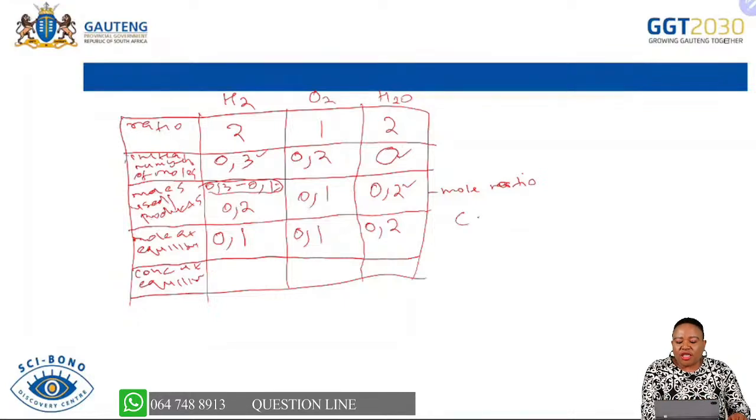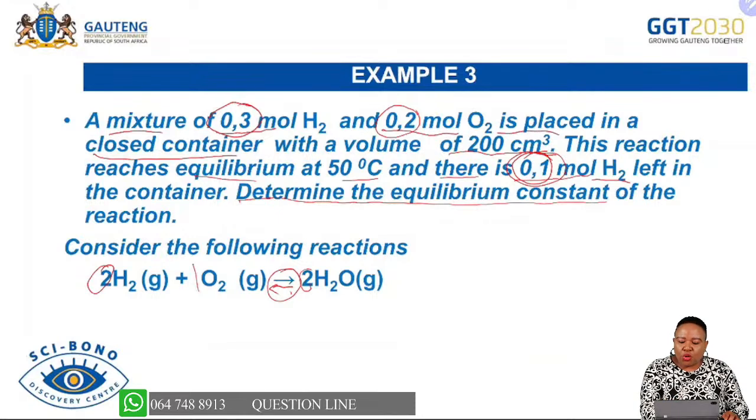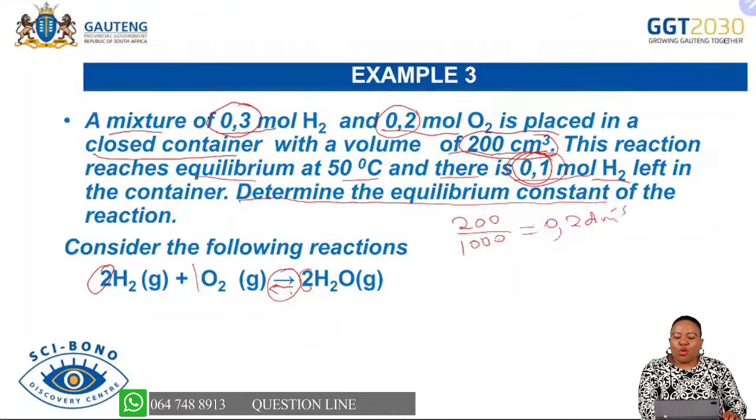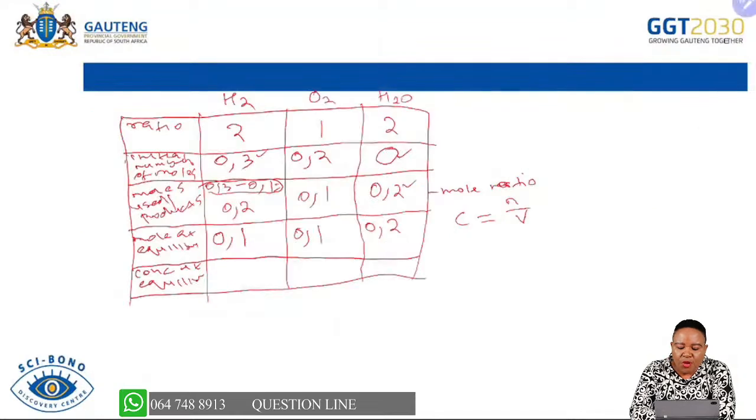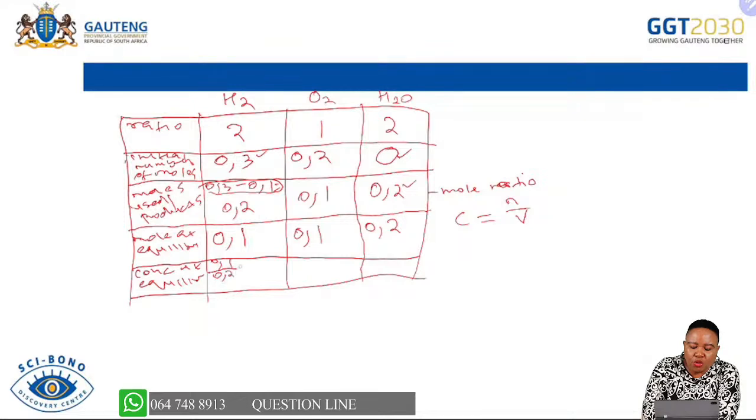Now, concentration at equilibrium. We know that concentration is calculated as C equals n over V. And from our statement, we were provided the volume as 200 cubic centimeters. We are going to take our 200 and divide by 1,000, and we're going to get 0.2 decimeter cube. So we're going to convert our volume to decimeter cube, because the unit for concentration is moles per decimeter cube, not moles per centimeter cube. Therefore, we're going to divide everything here by 0.2.